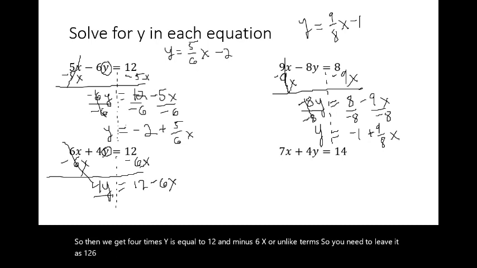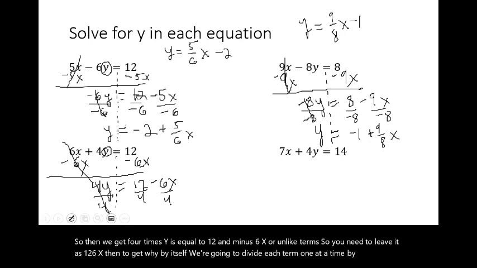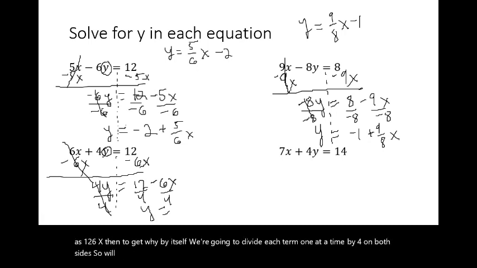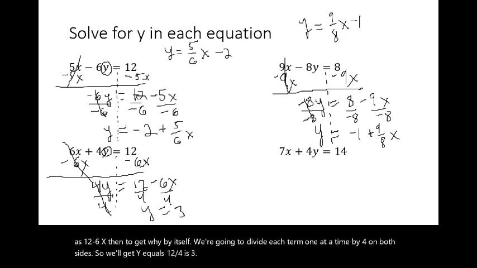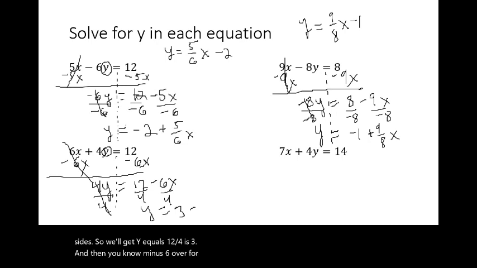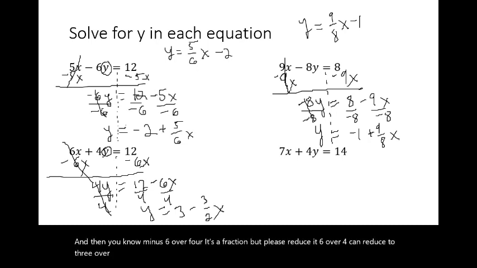Then to get y by itself, we're going to divide each term one at a time by 4 on both sides. So we'll get y equals 12 divided by 4 is 3. And then, minus 6 over 4, yeah, it's a fraction, but please reduce it. 6 over 4 can reduce to 3 over 2x. So please reduce it.